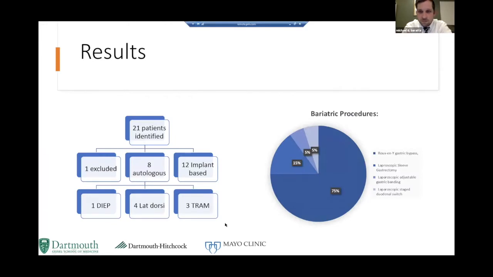Our cohort was small. Unfortunately, we identified 21 patients in total from our review. We had to exclude one of them because they had their reconstruction prior to the bariatric surgery, so we couldn't look at their weight loss before surgery for the reconstruction. We had the rest of the cohort: 8 autologous patients, 1 was a DIEP, 4 were latissimus dorsi flaps, and 3 were TRAMs, and then we had 12 implant-based patients that included tissue expanders to permanent implants. Of these patients, the most common bariatric procedure was a Roux-en-Y gastric bypass at 75%. Then it was laparoscopic sleeve gastrectomy at 15, and then gastric banding. Next slide, please.